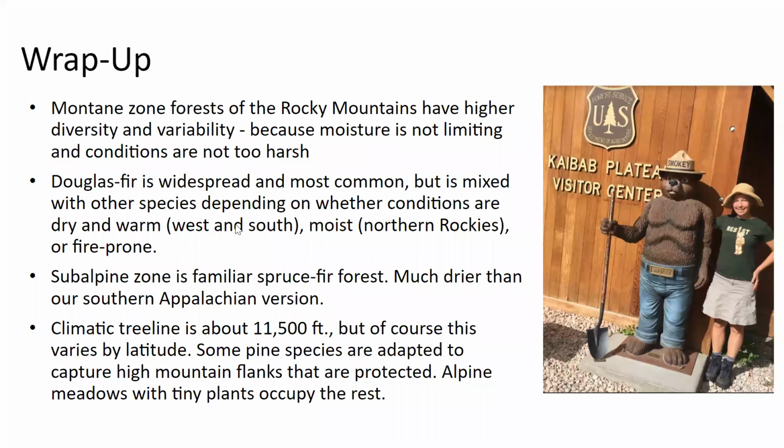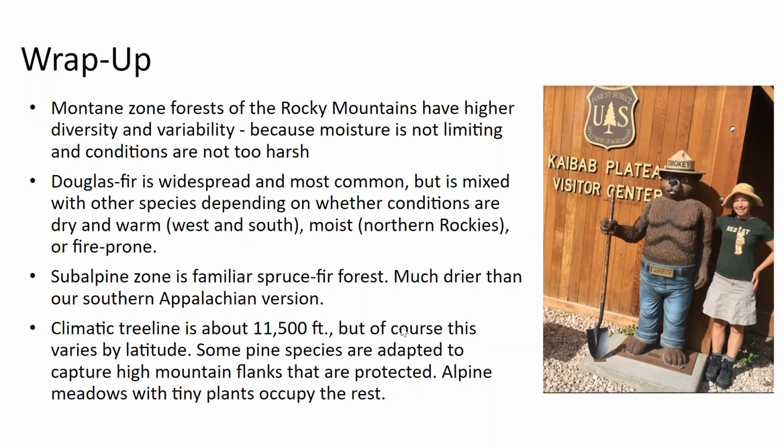So just a quick wrap up here. Generally speaking, montane zone forests of the Rockies have a higher diversity and more variability. And that's because moisture is not limiting and the conditions are not terribly harsh. So it's not that alpine zone. Douglas fir, Pseudotsuga menziesii, is the most widespread and common species, but it's mixed with other species depending on whether conditions are dry and warm, in which case those species go west and south, moist if we're talking about the northern Rockies, or fire prone if we're talking about the eastern side. The subalpine zone, which is just above the montane zone, is a familiar type.